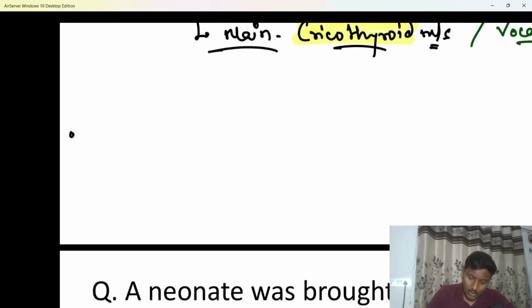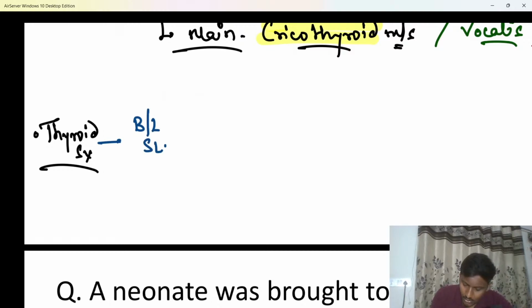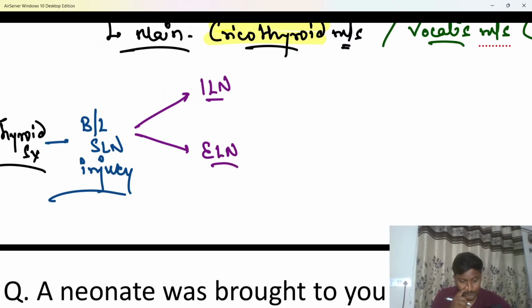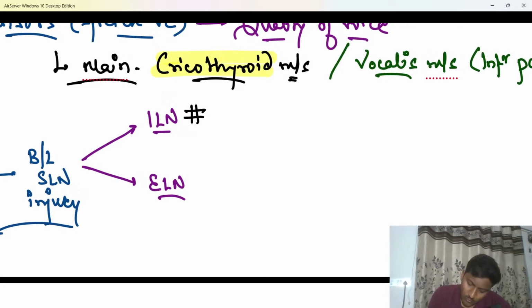Okay? So now important is, the patient was undergoing a surgery, let's say thyroid surgery itself, and during the thyroid surgery he has got injury to his SLN. There was a bilateral SLN injury. Now when there was a bilateral SLN injury, what will be the problems that the patient is going to face? Let's see that. We know that SLN has how many branches? The superior laryngeal nerve has two branches. One is the internal branch called the internal laryngeal nerve, and second is the external branch called the external laryngeal nerve. So let's first see, if the internal laryngeal nerve is damaged, what is going to happen?